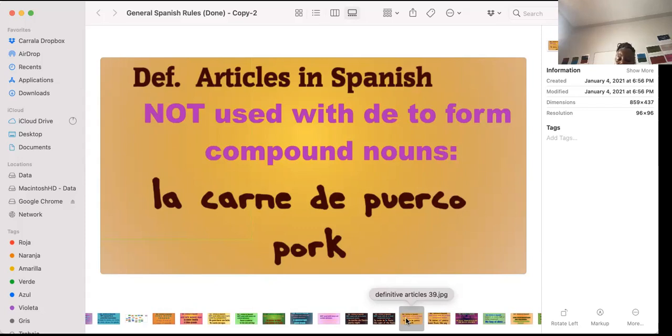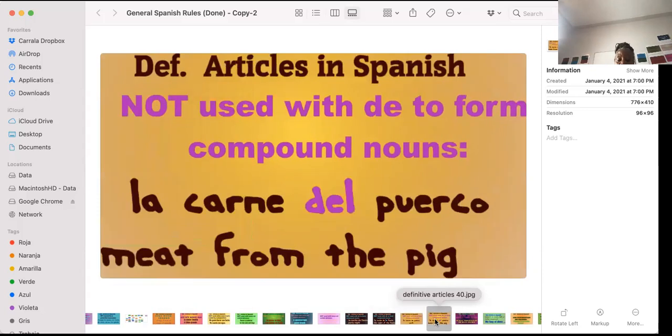Okay, so la carne de puerco, the way you would translate la carne de puerco is pork. Pork. But now look at it when you use the article. La carne del puerco, because you have de and el, which equals del puerco, means meat from the pig. It's a subtle difference, but it is a difference.